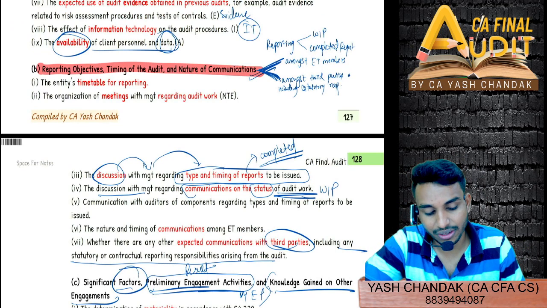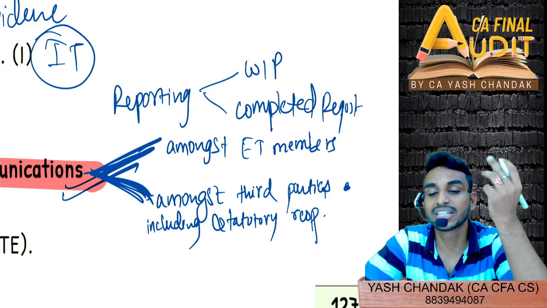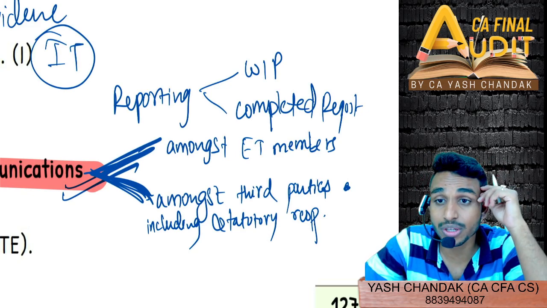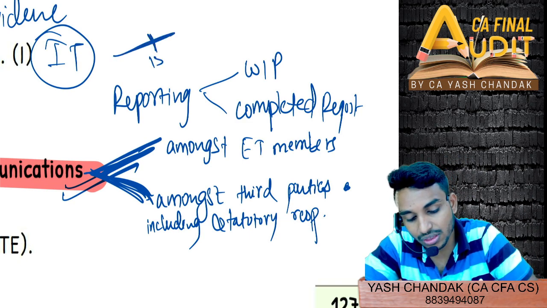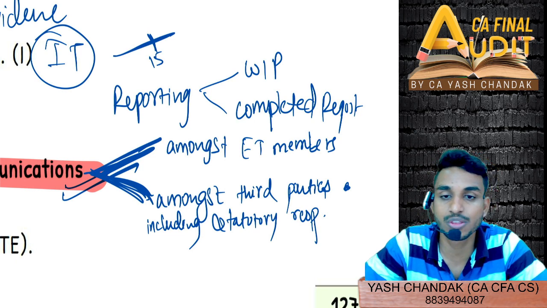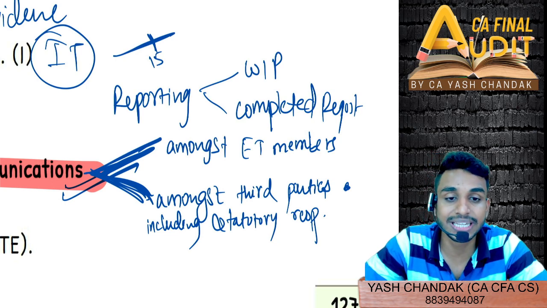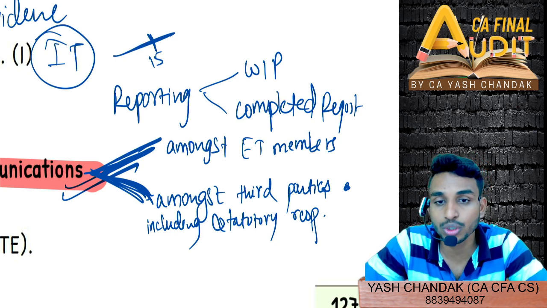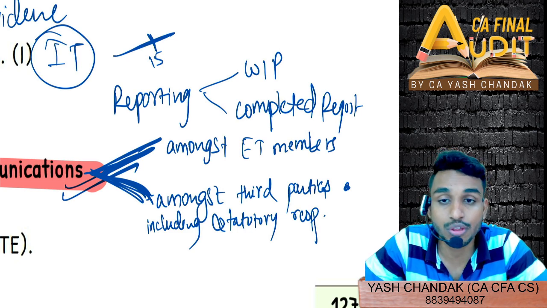So once again, if you can see the 4 points from reporting, you can see what? Whether the work is still now in progress, then you have to discuss with the management. Suppose after every 15 days you will discuss with the management that this much work has been completed, then again in the next 15 days you will tell the management that okay, this much audit is being done. So discussion with the management with respect to completed work, report, timing of the report, and also the discussion with the management with respect to the status of the work, status WIP.